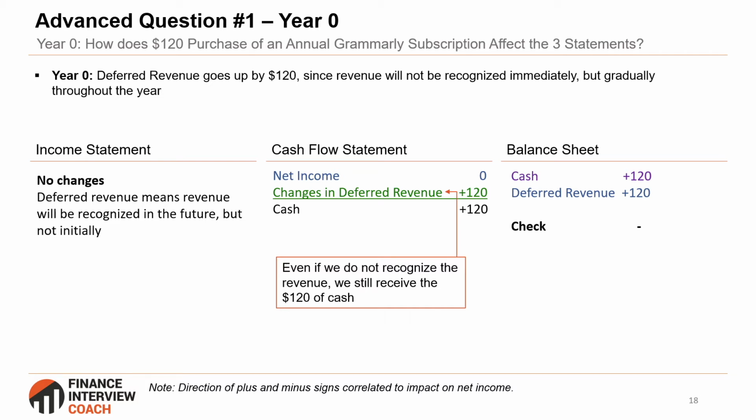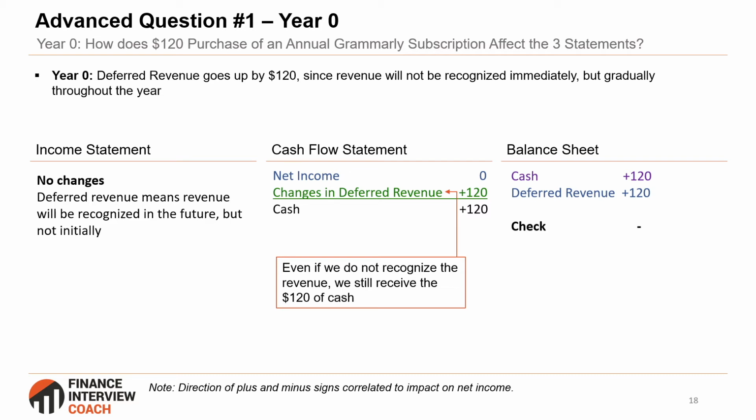So we're going to get a bunch of cash up front, but the service itself is actually going to be delivered in the next year. So in year zero, actually, nothing happens on the income statement, because if we haven't delivered the service, the revenue can't be recognized. But the cash is, of course, affected.